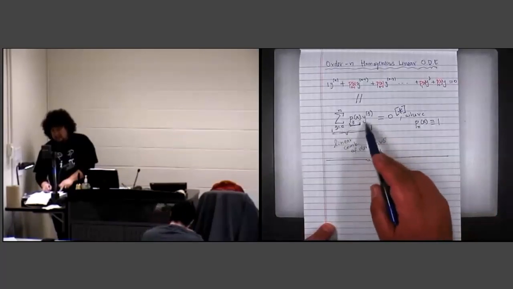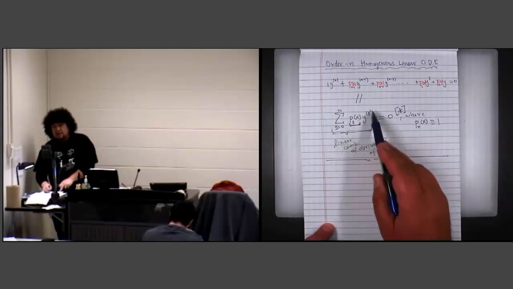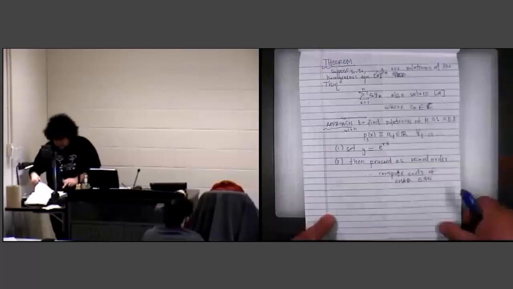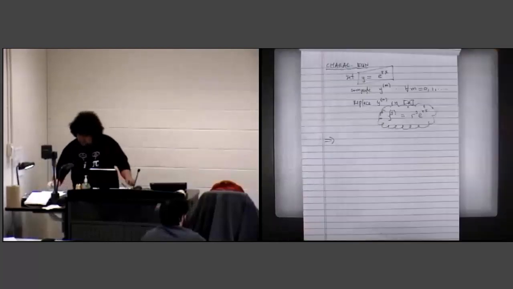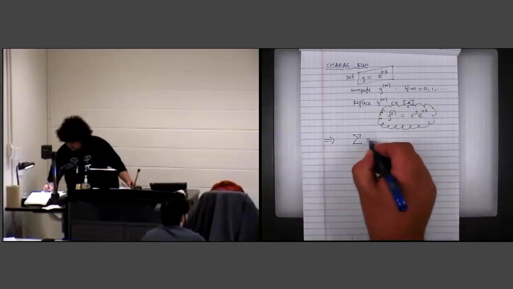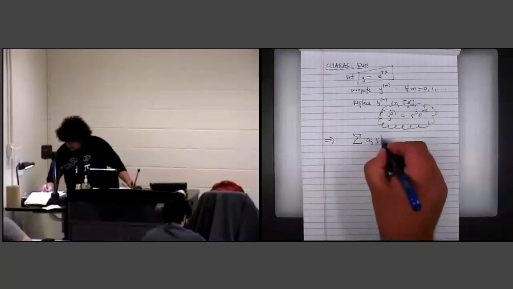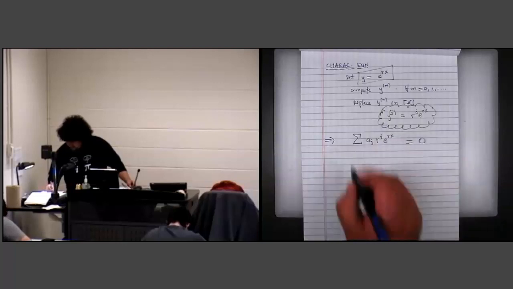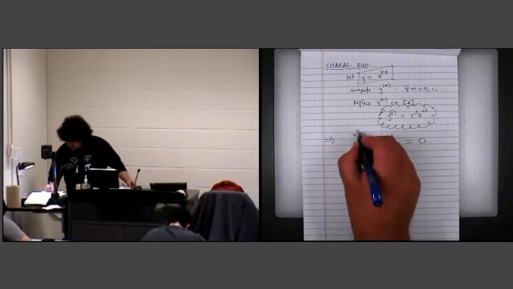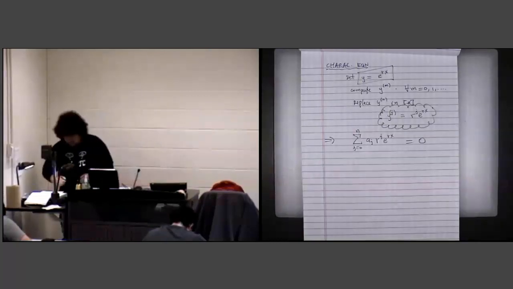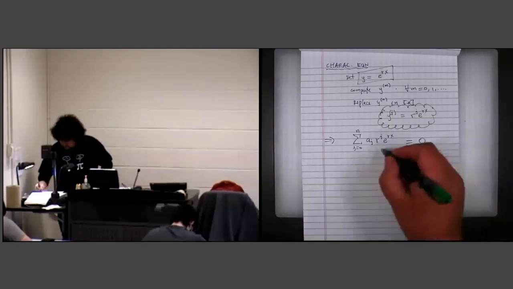These derivatives here are now r to the j times e to the rx. So replace that into this. That becomes the summation of a sub j r to the j e to the rx, and this is equal to 0, where j is running from 0 to n. We're substituting this in that expression, the expression defining the homogeneous equation.